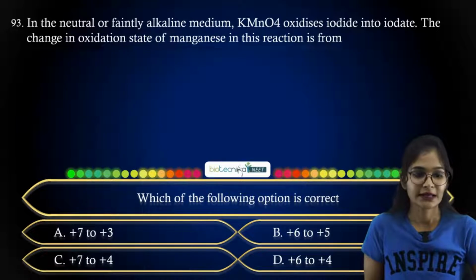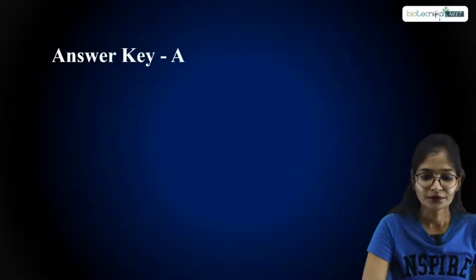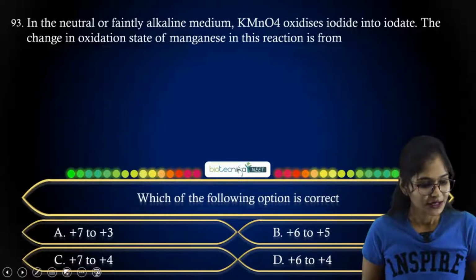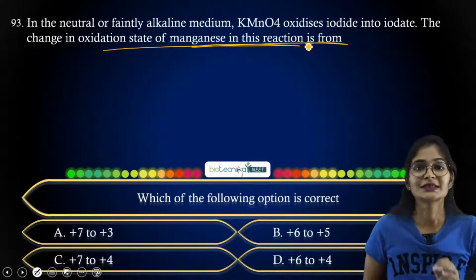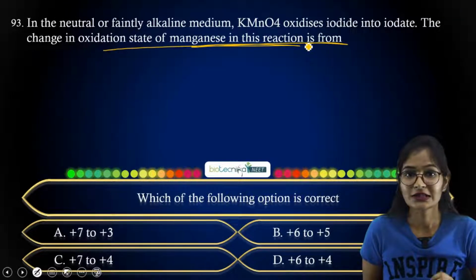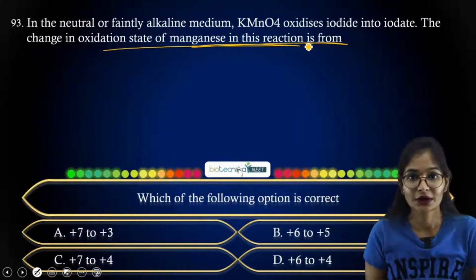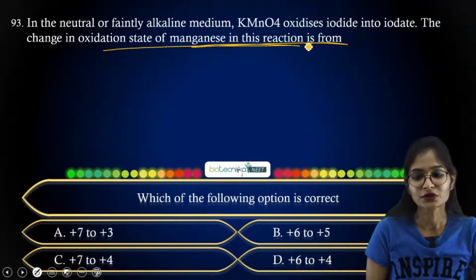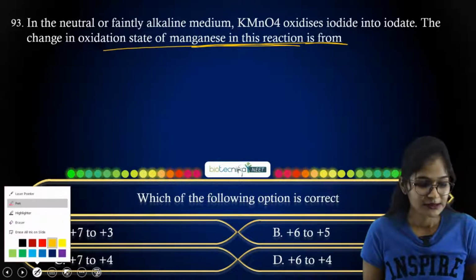Now coming to your next question, with respect to KMnO4. The question follows like this: in neutral or faintly alkaline medium, KMnO4 oxidizes iodide into iodate, and the change in oxidation state of manganese in this reaction is from what? So they have given one reaction where you are going to identify the oxidation state of manganese in KMnO4 after the formation of iodate. It is oxidizing iodide, that is I minus, to iodate, that is IO3 minus.